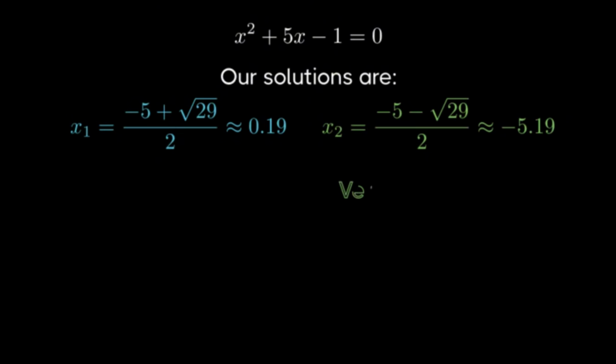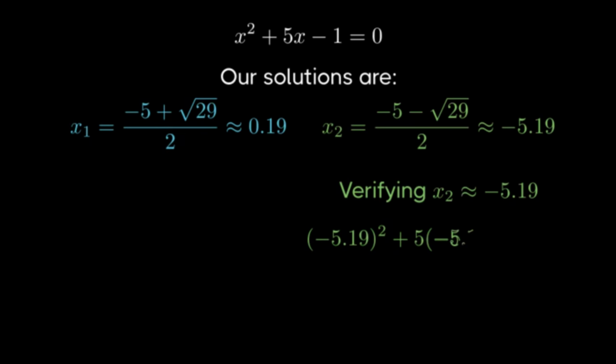Now let's verify our second solution, x equals negative 5.19. We'll follow the same process to check if this value satisfies our original equation. We substitute negative 5.19 for x in our equation x squared plus 5x minus 1 equals 0. The first term becomes negative 5.19 squared plus 5 times negative 5.19 minus 1.